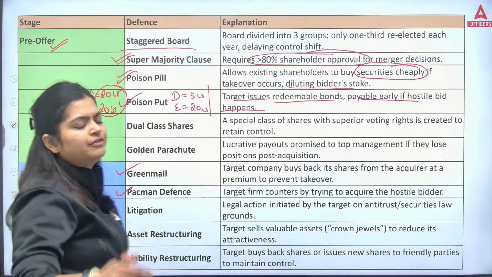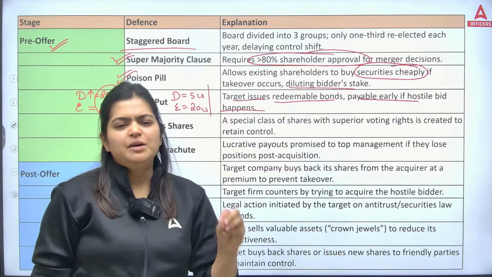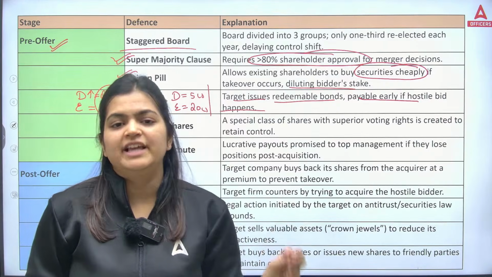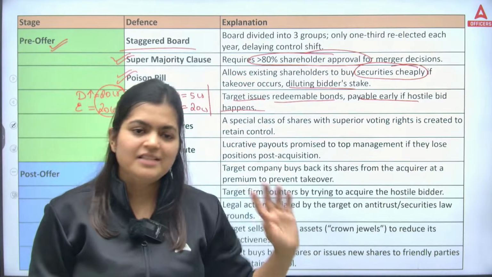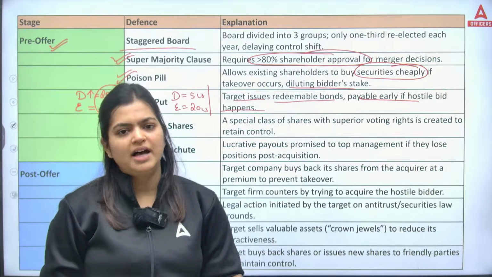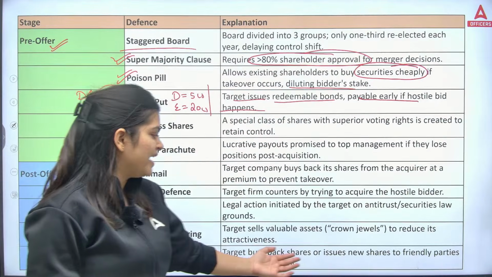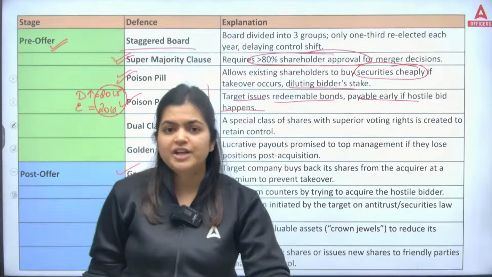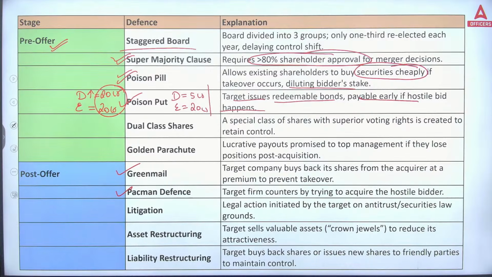Then litigation, file a court case, very easy. Asset restructuring, identify the most attractive thing or strength of your company and try to sell that thing, so that the rest of the assets and rest of the things will become unattractive. Then liability restructuring, here the target buys back the shares or issues new shares to friendly parties. So these are your post and pre-offer defenses.